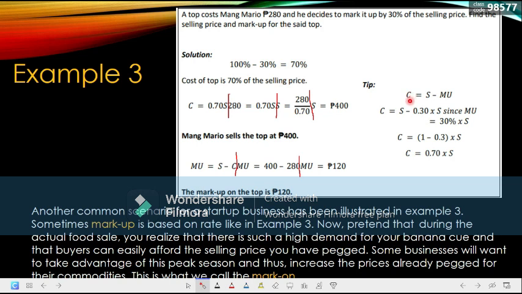So we have here, remember the cost price is equal to the selling price minus the markup, because our markup is equal to the selling price minus the cost price. So we can also do this, manipulate the formula. Okay? So we have here the cost price is equal to the selling price minus the markup.